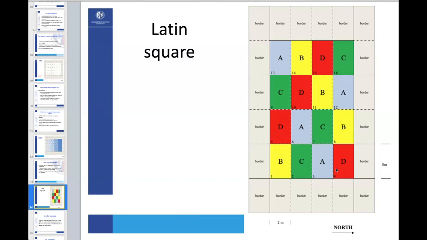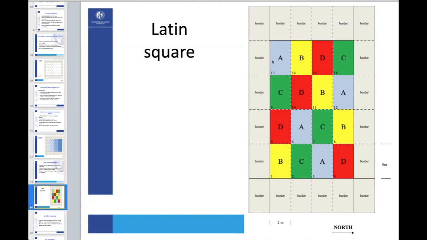I might have a fertility gradient in both directions, along the columns and along the rows. So I might have more fertile plots to the left and to the top. In this case, a Latin square design is a design where I put every treatment in all rows and all columns.